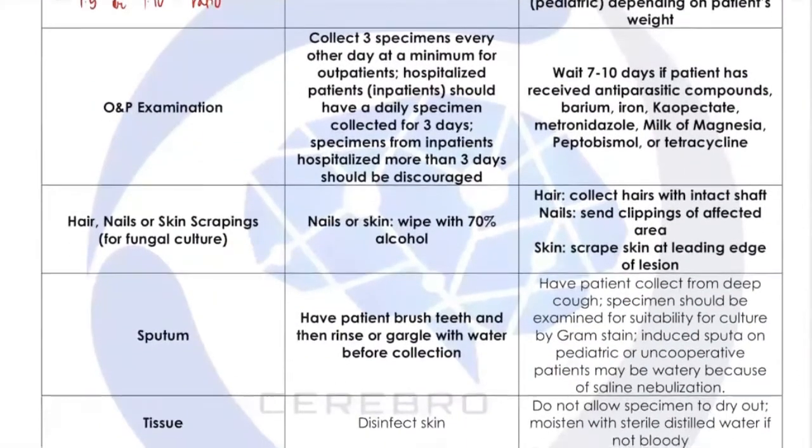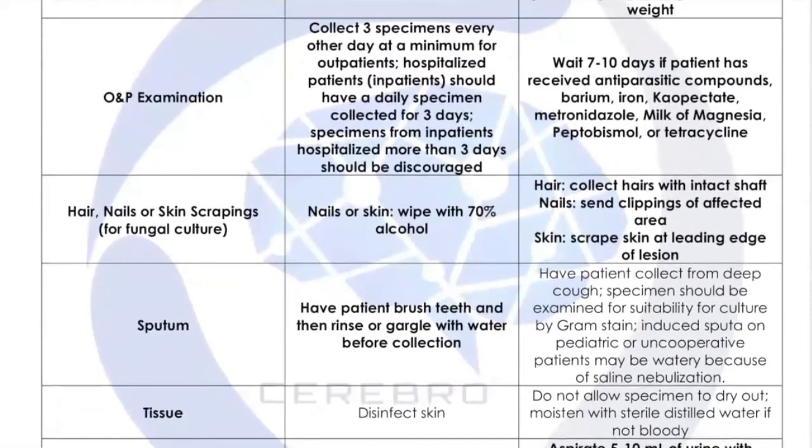Next we have the O&P examination. O&P means ova and parasite examination. The collection of specimen here depends on whether the patient is an inpatient or an outpatient. You are going to collect 3 specimens every other day at a minimum for outpatients. Take note, 3 specimens every other day. So it doesn't have to be 3 consecutive daily specimens for outpatients.